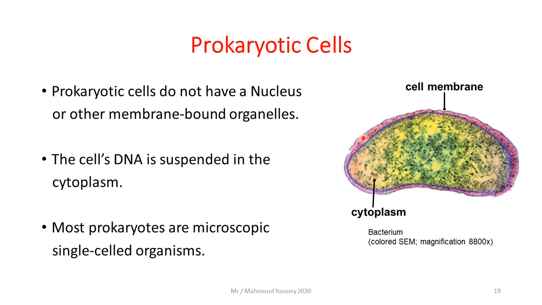The prokaryotic cell is like the one we can see right here. It is enclosed in a cell membrane and it has cytoplasm. This is a bacterium. This picture is magnified 8,800 times. Can you imagine how small this is? Prokaryotic cells do not have a nucleus or other membrane-bound organelles. The cell's DNA is suspended in the cytoplasm. It is not in a nucleus.